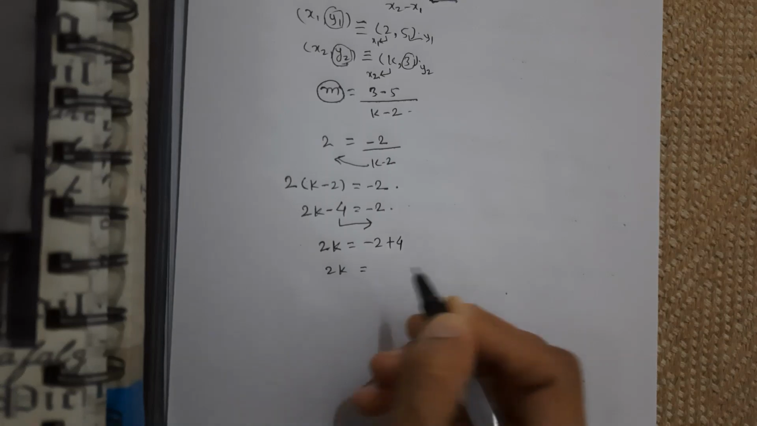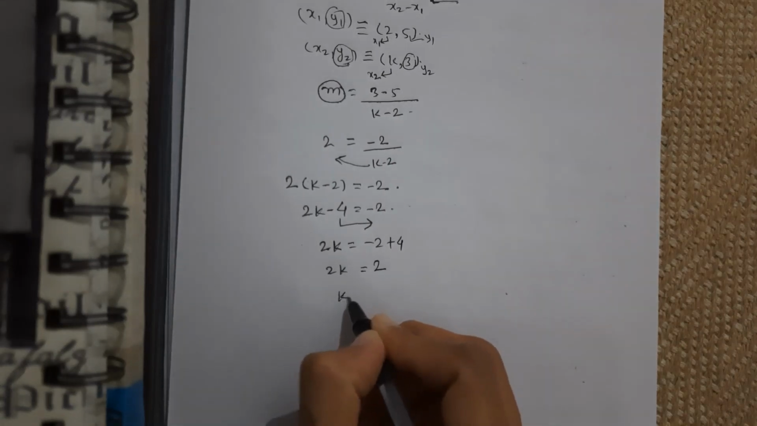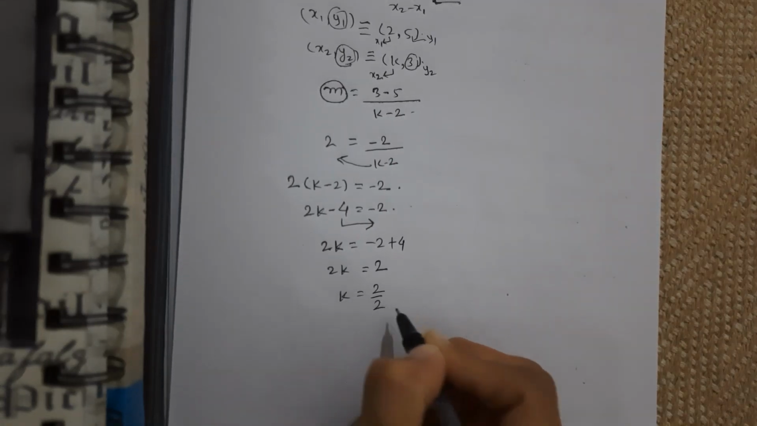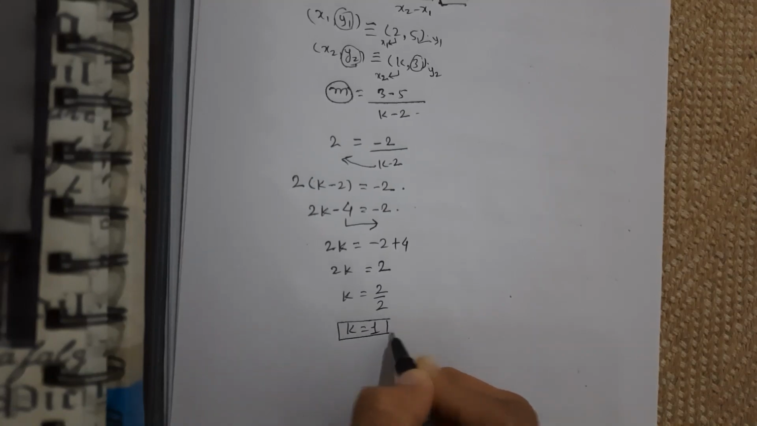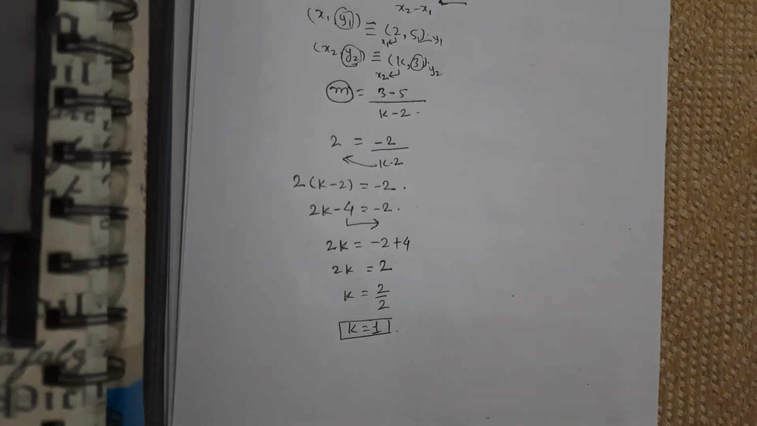So 2k equal to 2. So k equal to 2 by 2. So k equal to 1. Okay, that's how we solve this kind of examples.